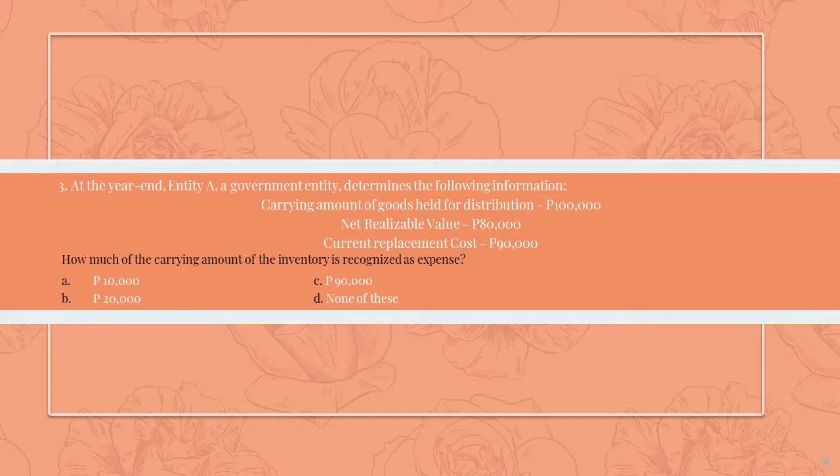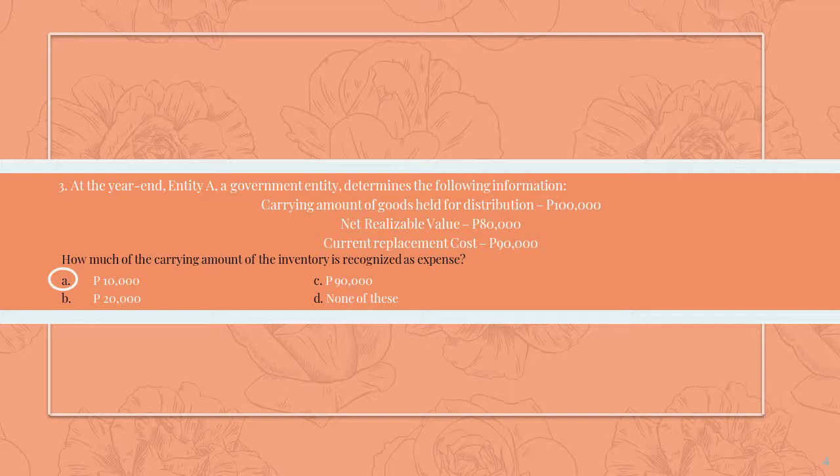The amount of the inventory recognized as expense is letter A. The basis for that amount is the carrying amount of 100,000 pesos deducted by the current replacement cost, which is 90,000 pesos. Therefore, the difference of the two is 10,000 pesos.